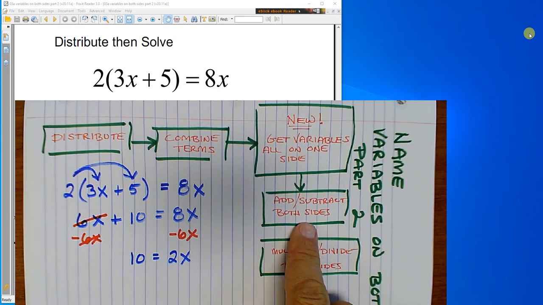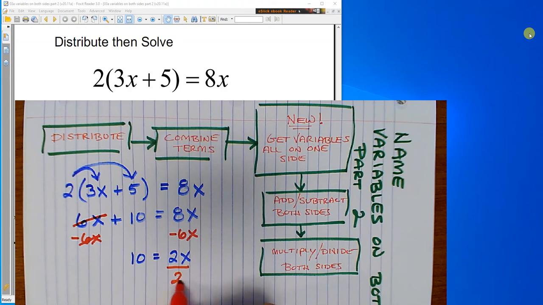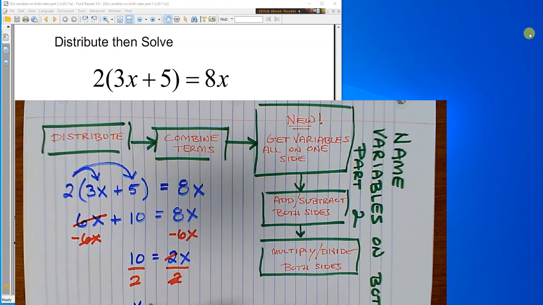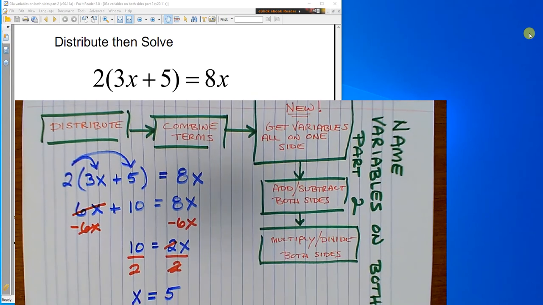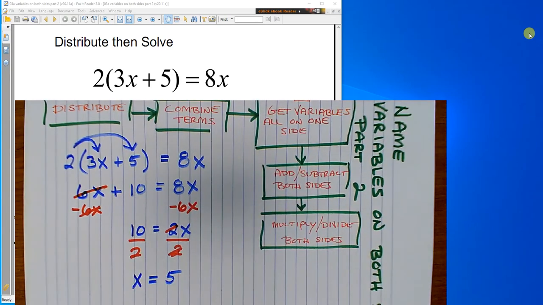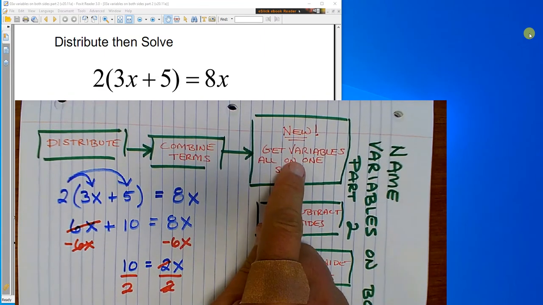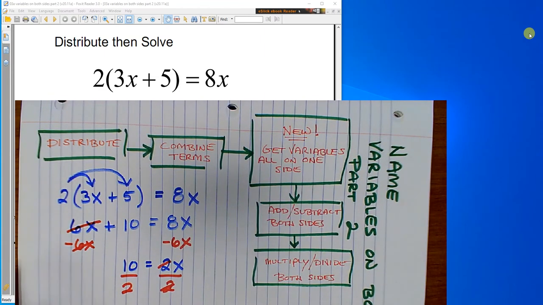Now I'm looking at the add subtract from both sides. Well, there's no adding or subtracting that I need to do at this stage. Now I'm at the multiply or divide both sides, so I'm going to divide both sides by 2. And that leaves me with x equals 5. So the only thing we've added is this step right here, getting the variables on one side of the equation.